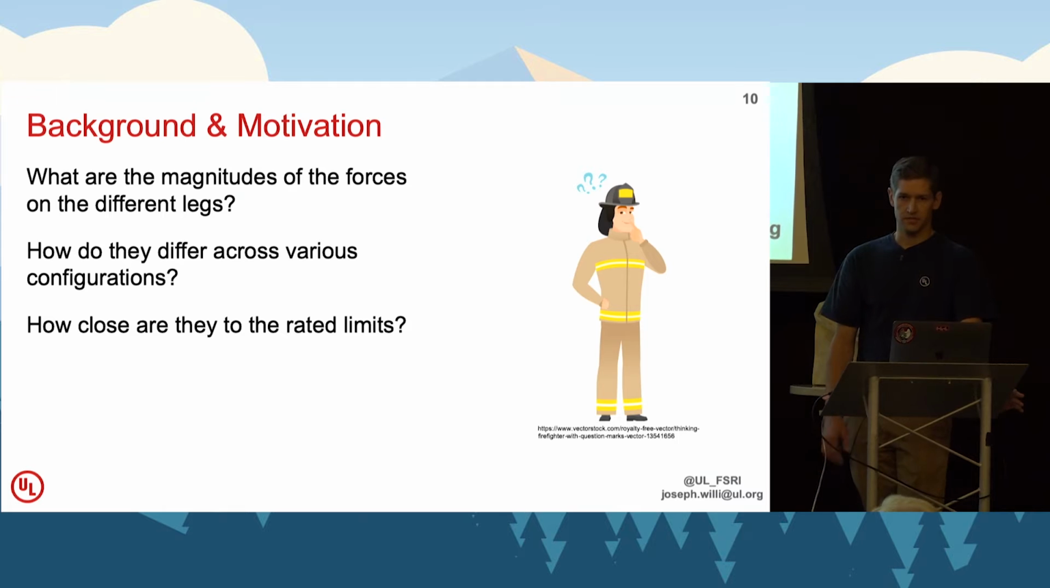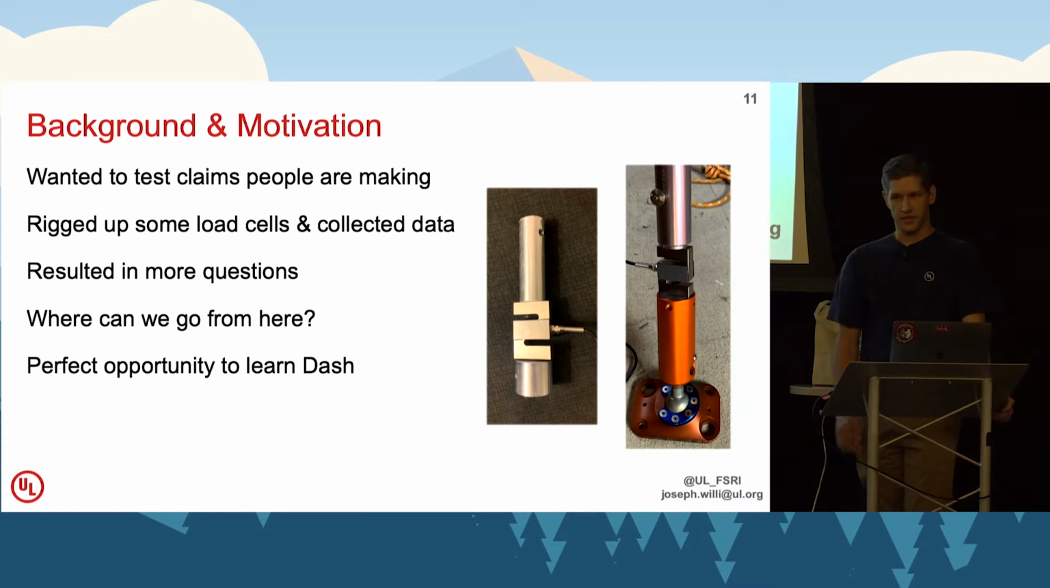As this device has gained popularity over the years, people have been wondering all sorts of things about it, like what are the magnitudes of the forces on the different legs? How do those forces vary between the different configurations? And how close do they come when they're using it to the rated limits of the device? As people do trial and error and start messing with the tool, they start making claims, and Kelly kind of wanted to see how valid these claims were and have actual data to back them up.